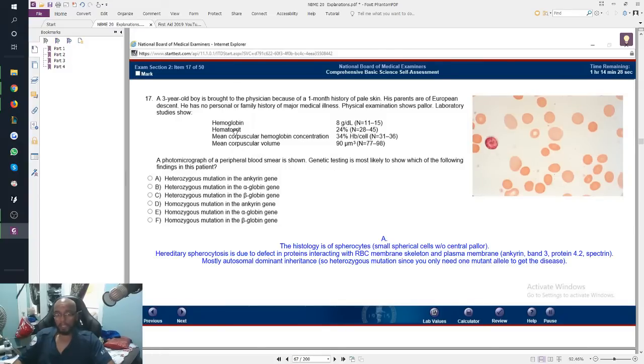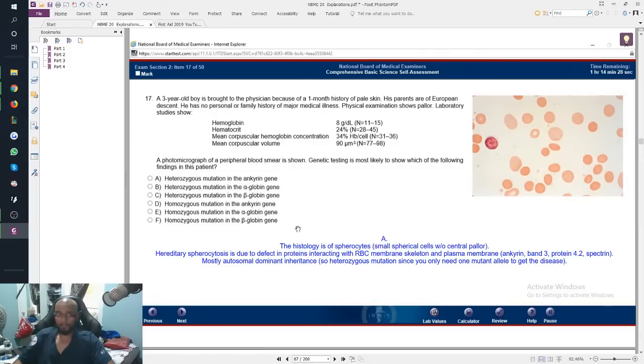But if you have a low hematocrit and low hemoglobin, that generally means you're not making enough red blood cells. Right? A photomicrograph of a peripheral blood smear is shown. Genetic testing is most likely to show which of the following in this patient? So you look at it, and you see some of these red blood cells are missing the central pallor, right? This one has it, but the others are all practically missing it. Don't pay too much attention to this guy.